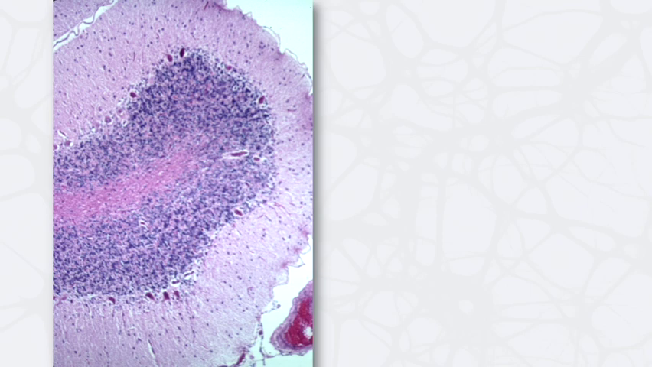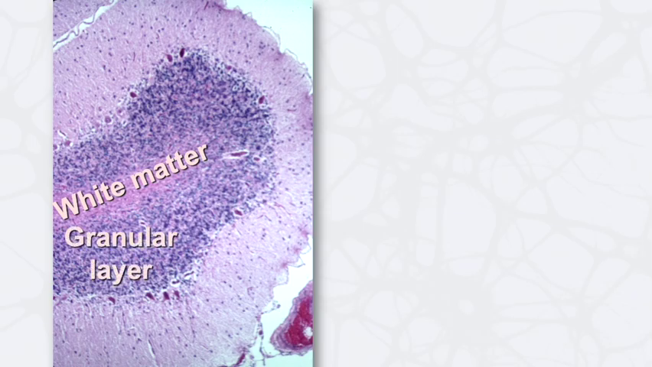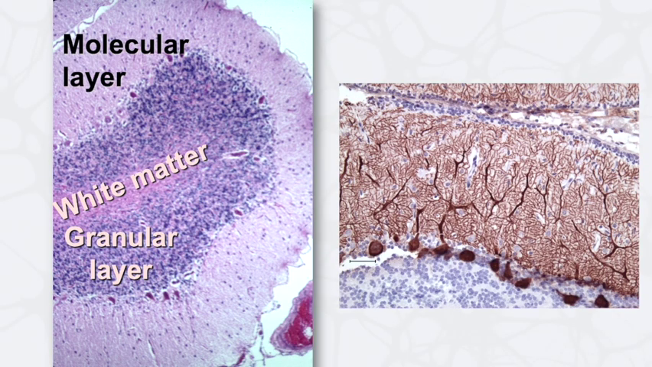Looking at things in a little bit more detail at the microscopic level, we have our white matter, the portions of the arbor vitae, but there are 3 layers within the cortex that you should be familiar with. There's the granular layer, which is the deepest layer, the molecular layer, which is the outermost layer, and then squeezed between those 2 layers is the Purkinje cell layer.